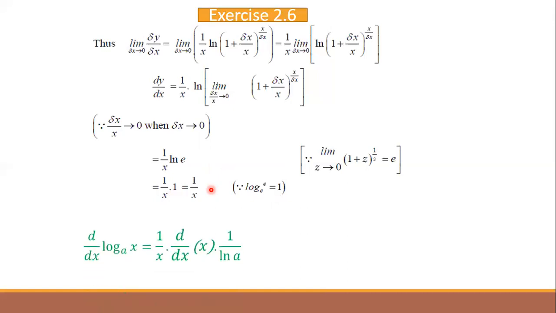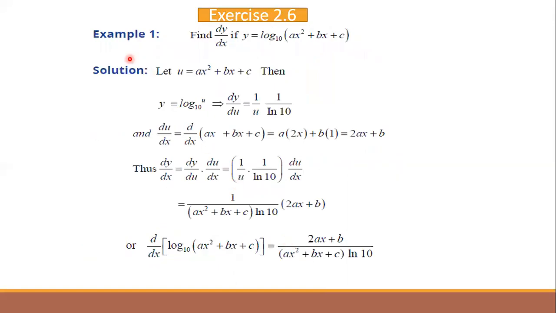Now second, what is the derivative of the common log? d by dx of log of x to base a can be written as 1 over x, derivative of x, into 1 over natural log of a. This extra factor appears here because we have the common log, not the natural log. So its derivative is 1 over x, d by dx of x, into 1 over natural log of a.